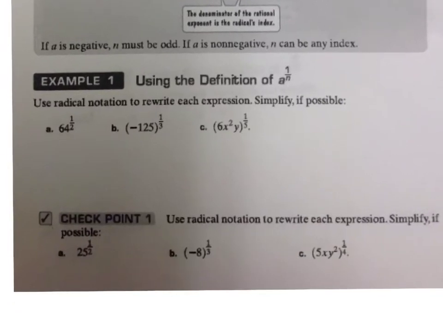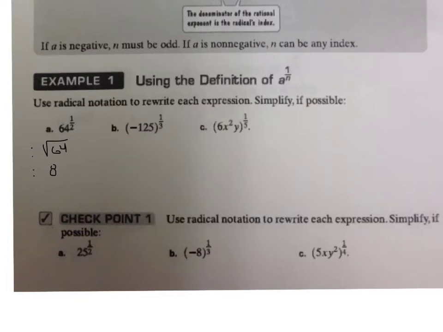Example 1 says use radical notation to rewrite each expression, simplify if possible. So if it says simplify, we're going to have to simplify it if possible. Whatever's on the bottom of the fraction in the exponent, that's what root we're taking. So in this one it's a 2, so we're going to take the square root of 64. Square root of 64 we know is 8. That's all we're doing. So that's simplifying there.